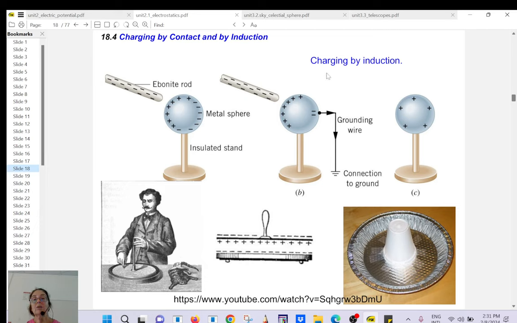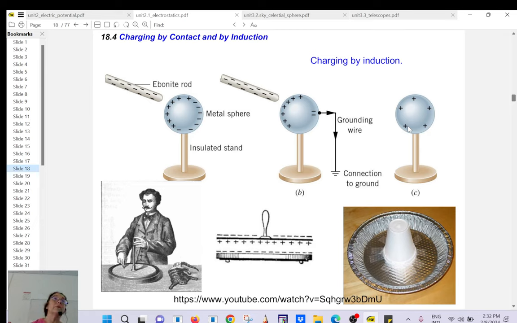Okay, so this is called charging by induction. You see, now it's a conductor, okay? So the electrons will be free to move because it's a conducting material. So all the electrons will be pushed away, okay? So that will become plus, that will become minus, like I did for the demo. And if you ground that side, then it will become positively charged. Is that clear? So this is called charging by induction.